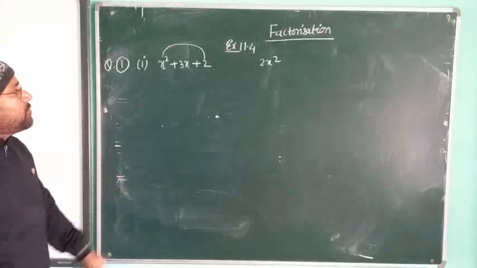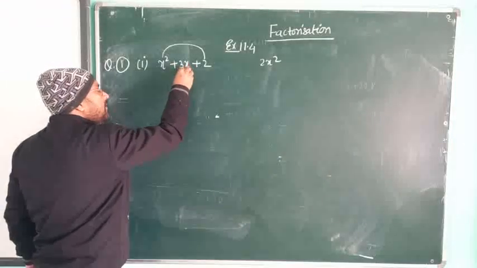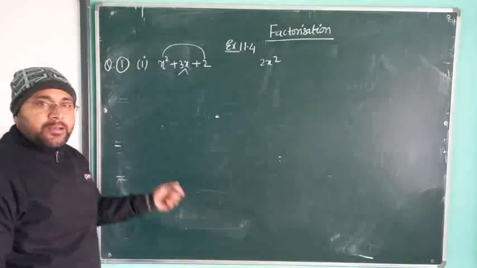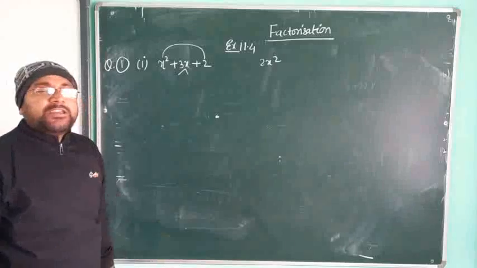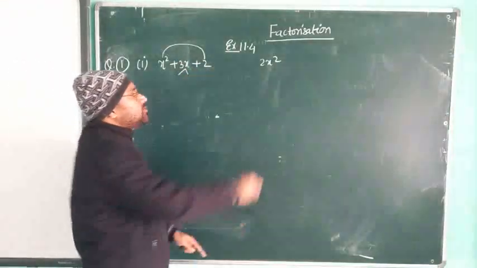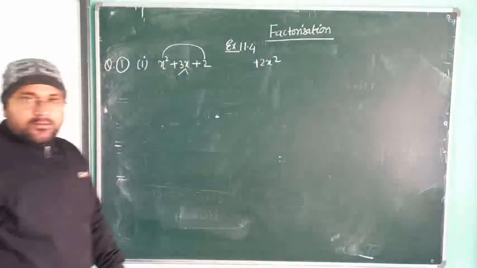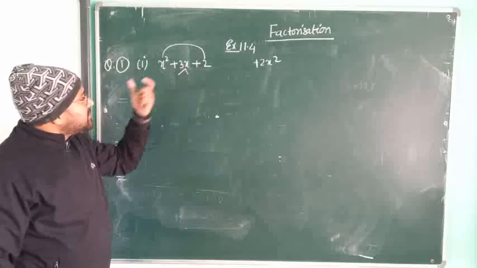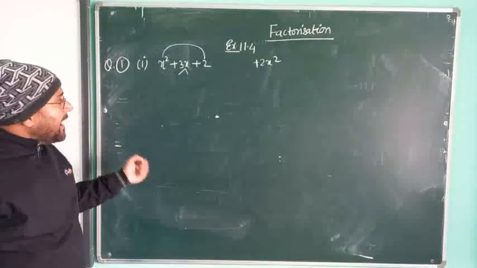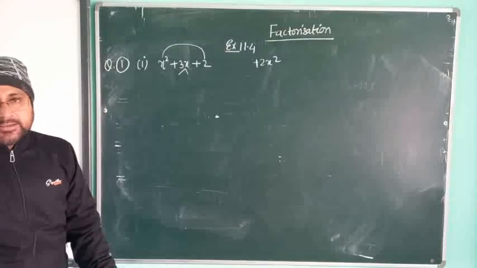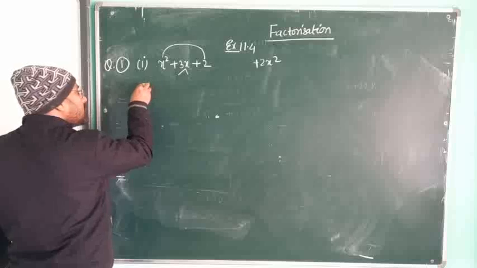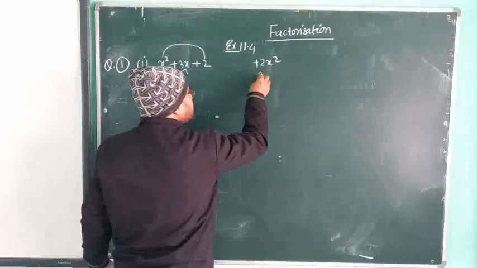Now your aim is to break this middle term into two parts whose multiplication is 2x square, and by adding or subtracting you are getting 3x. This x square plus 2 is multiplied, plus 2x square. So you can break this 3x into two parts whose multiplication is plus 2x square, and by adding or subtracting you are getting 3x. If you satisfy this condition, then it is easy for you to do this one. 3x is the middle term.